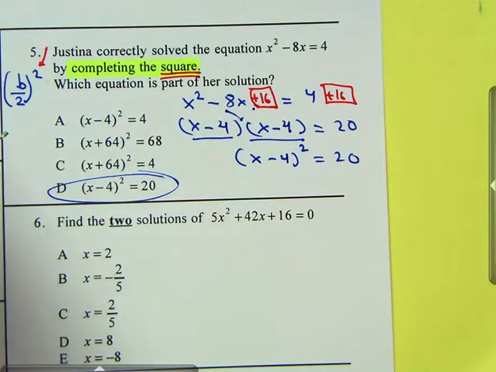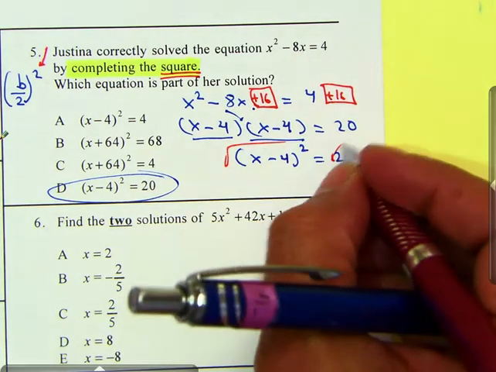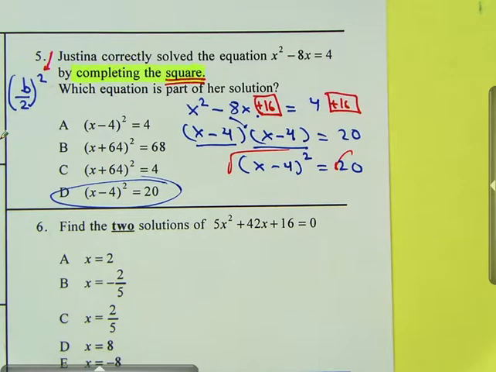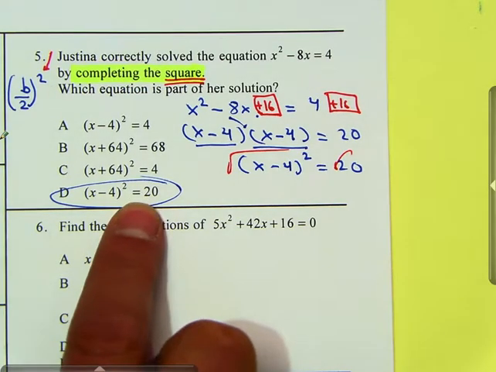Now from there, if I need to solve it, then I can take the square root on both sides and then move the 4 to the right. But in this case, they only ask you to be able to select part of her solution, which is letter D.